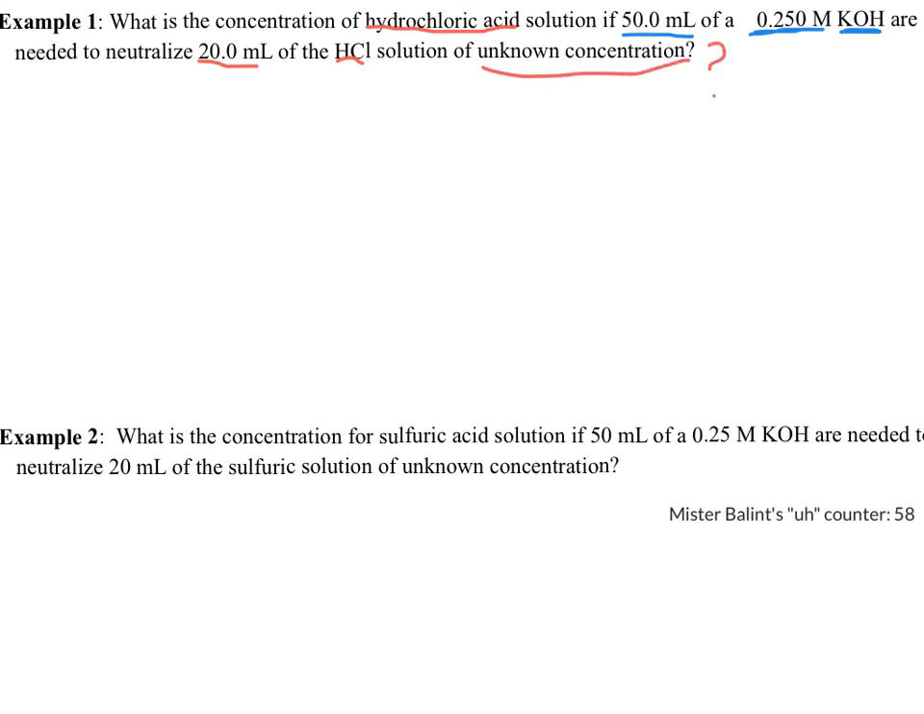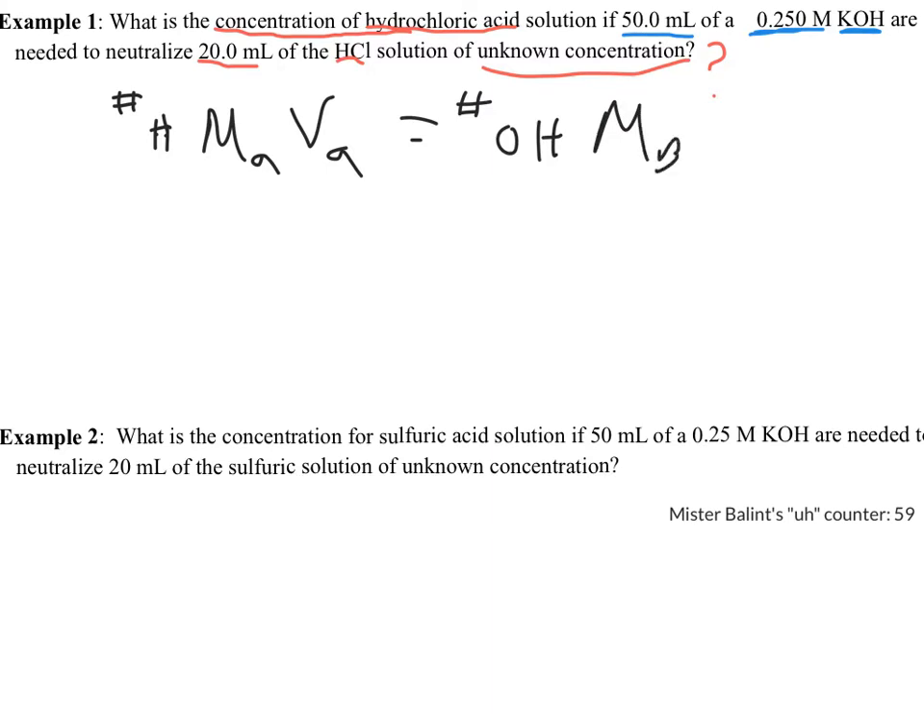And that right there, by the way, is the question. What is the concentration? So all I have to do here is plug in my formula. I'm just going to write really quick: number of hydrogen times Ma times Va equals number of OH times Mb times Vb.